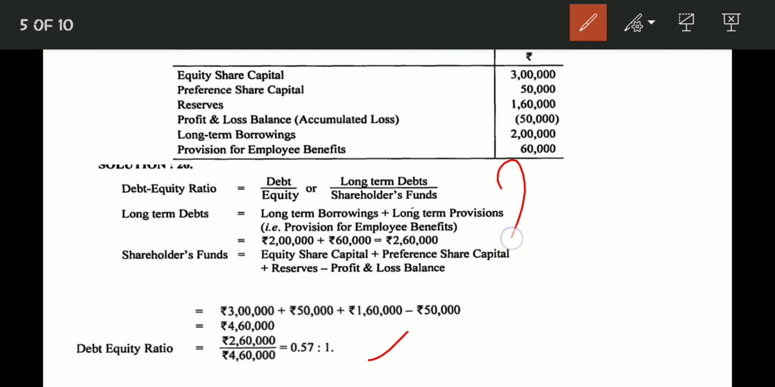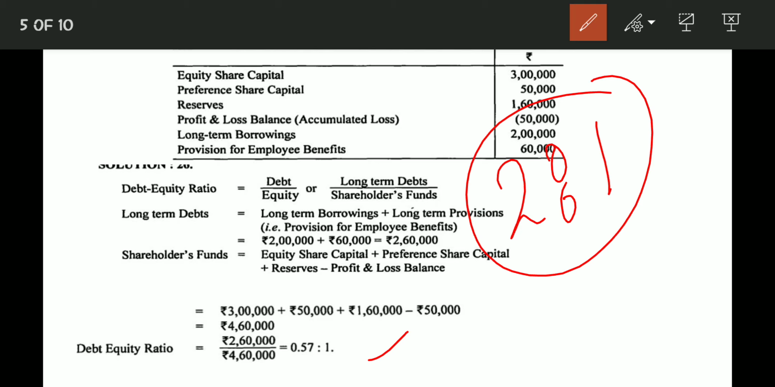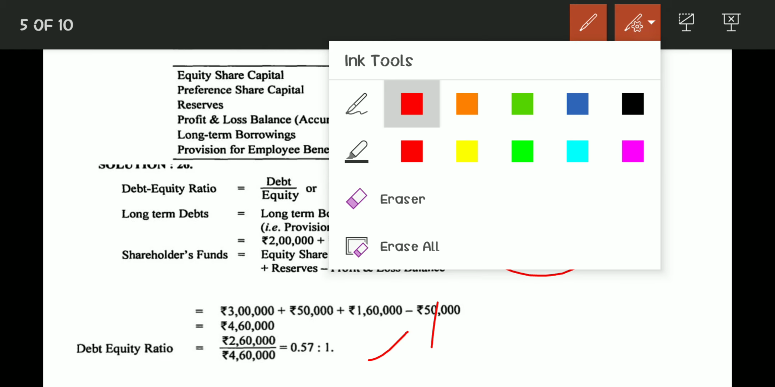Okay, so we compare with the ideal ratio, which is 2:1. It is less than this ratio. So less than the ideal ratio is good, but it indicates a lower amount of debt. That is, it is good, we are not dependent upon the debt, the outsider source of fund. So it is good if this ratio is lower.